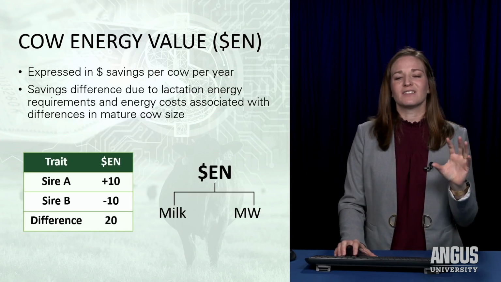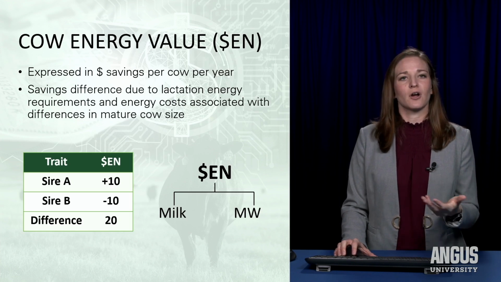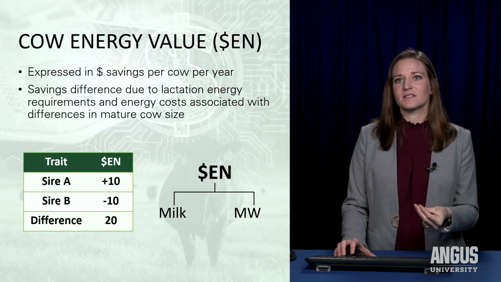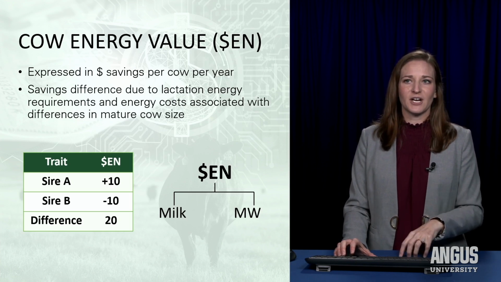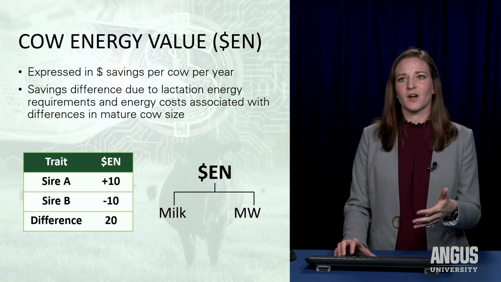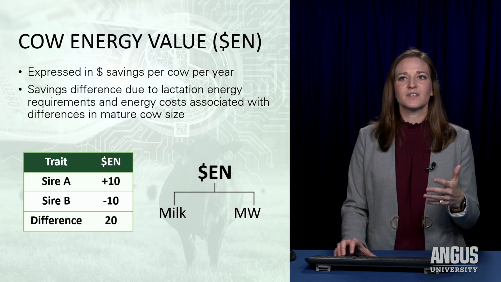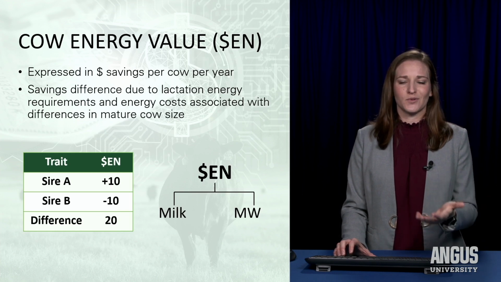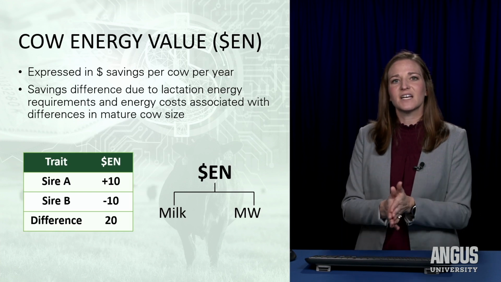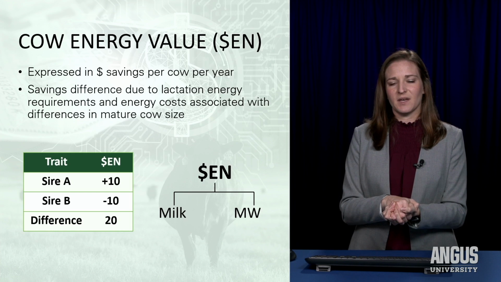So taking a look at our last maternal dollar value, this is the cow energy value, or $EN. This is a dollar value expressed in terms of dollar savings per cow per year. This savings really comes from a difference in lactation energy requirements and the associated cost with those requirements due to mature cow size. So inside $EN directly, there would be the milk EPD and the mature weight EPD.